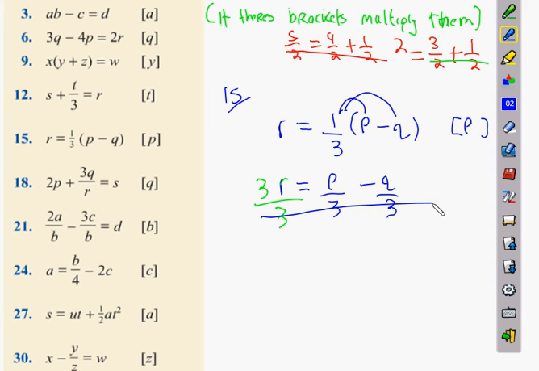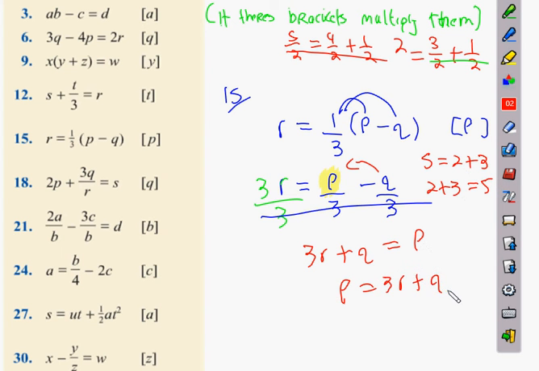Which letter are we looking to get on its own again? P. So, if I move Q to the left, I'm going to get 3R plus Q equals P. And in the same way that 5 equals 2 plus 3 is the same thing as 2 plus 3 equals 5, I can just reverse the sides and say P equals 3R plus Q. Everybody get that? Higgins? It's nice to have the letter on the left side, everything else on the right. I'm a bit particular about that. Probably not marks, but it's best to be able to do it.